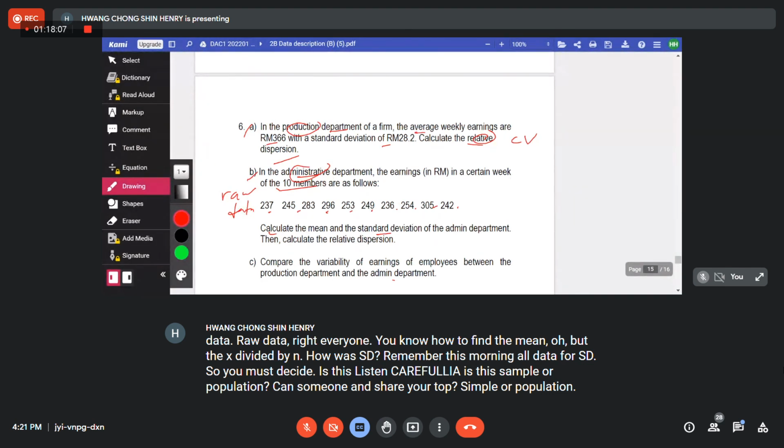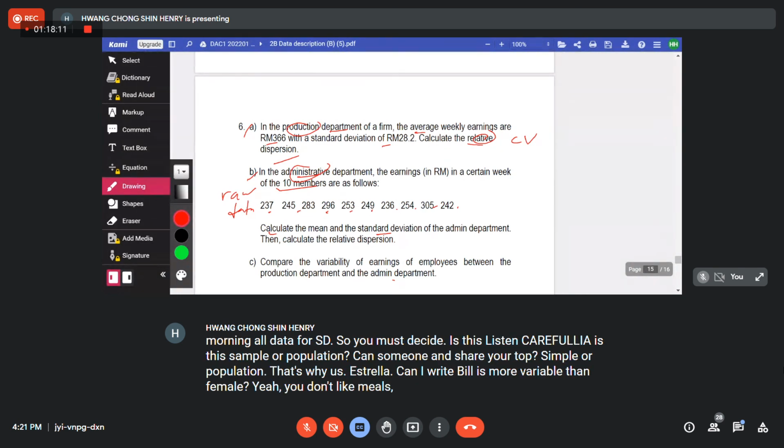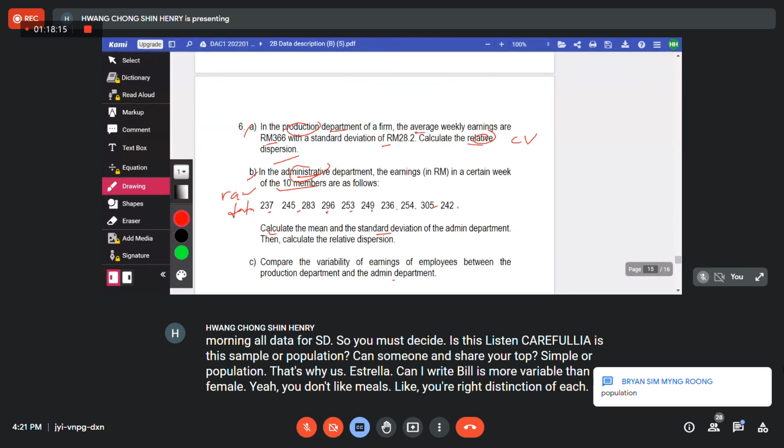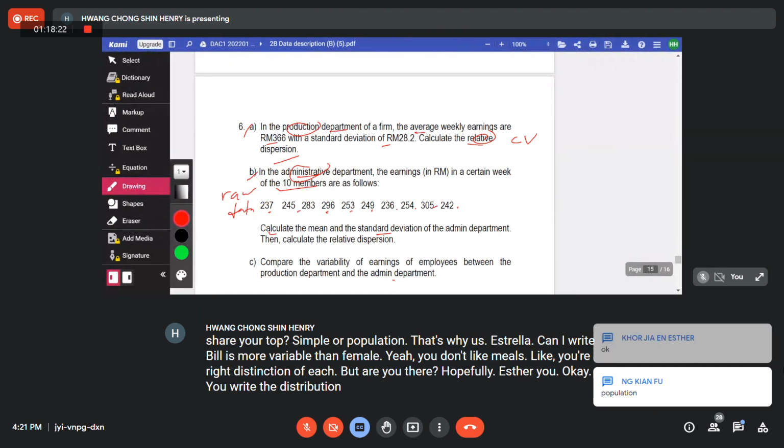Esther just now asked, can I write male is more variable than female? Yeah, you don't write males. You write distribution of age. Esther, are you there? Esther, you okay? You write the distribution of age of male is more variable than female.